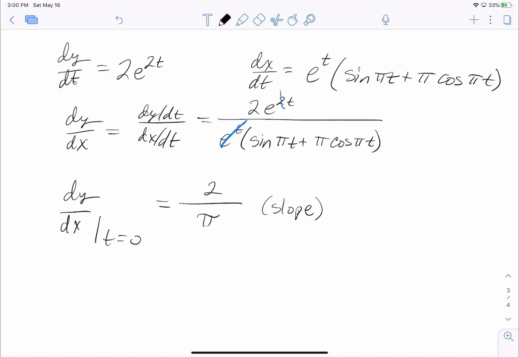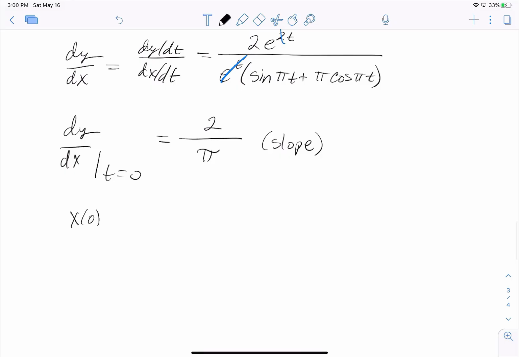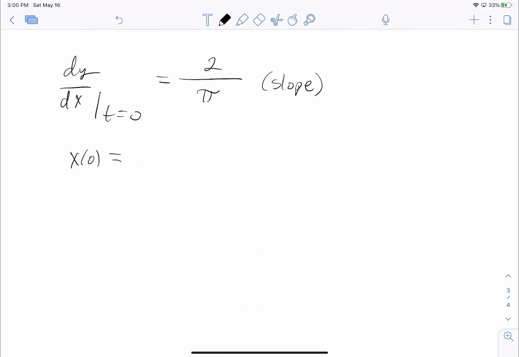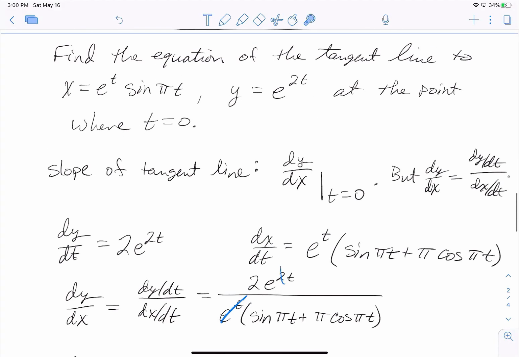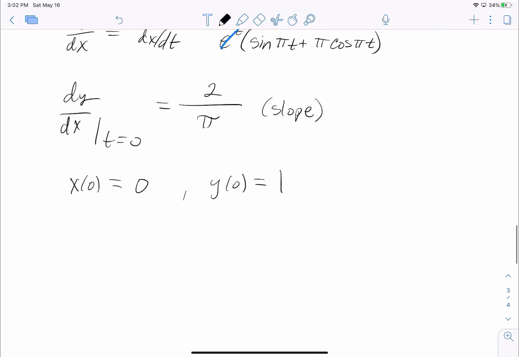Now we need a point. For our point here, we are told it's at the point where t is equal to 0. Well, x of 0, since x is equal to e to the t sine of pi t, x of 0 is 0. y of 0 is equal to, since y is e to the 2t, 1. So we have a slope of 2 over pi. We have a point that's (0, 1). That's a y-intercept. Our equation is y equals 2 over pi x plus 1.